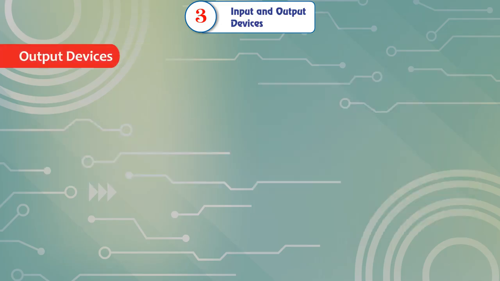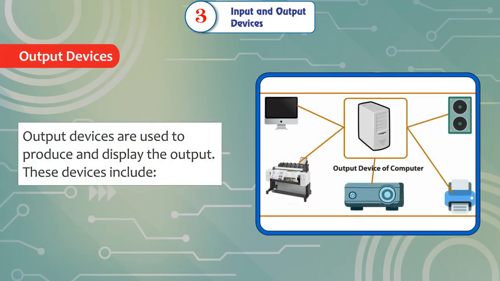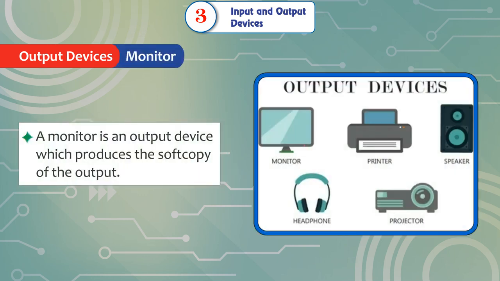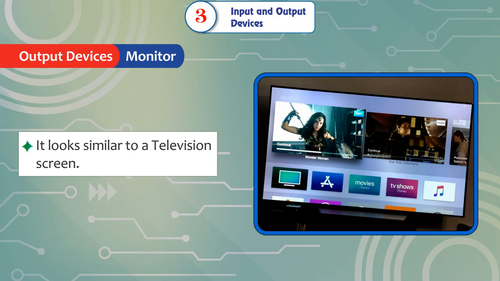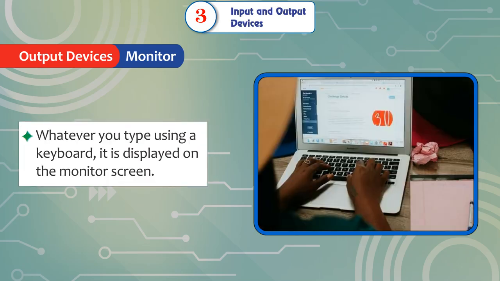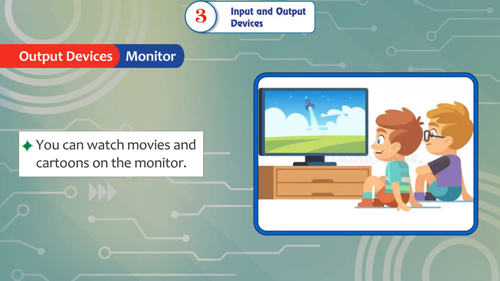Output devices. Output devices are used to produce and display the output. These devices include monitor. A monitor is an output device which produces the soft copy of the output. It looks similar to a television screen. Whatever you type using a keyboard, it is displayed on the monitor screen. You can watch movies and cartoons on the monitor.